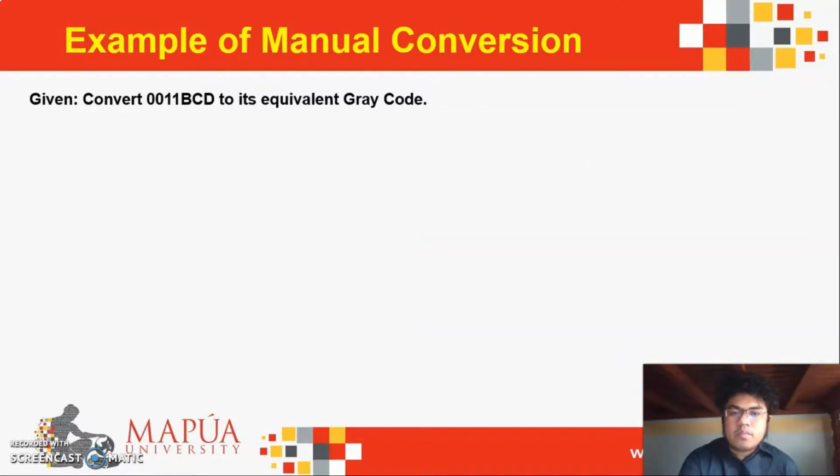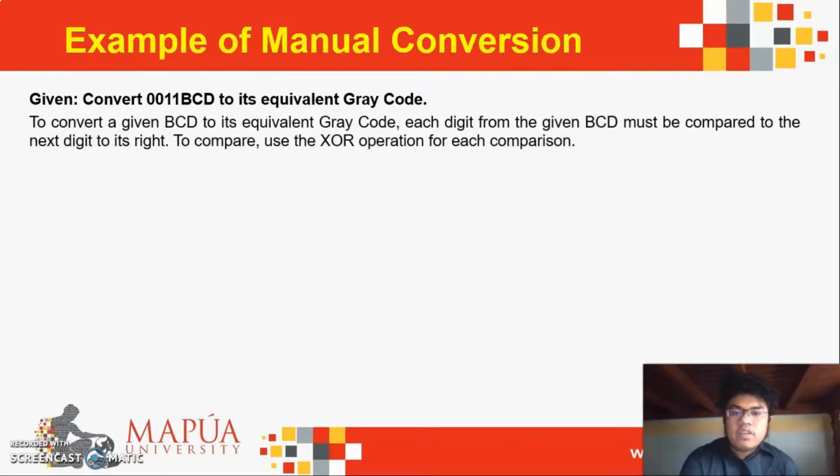Here's an example of a manual conversion. We are given 0011 BCD, and we convert it to its equivalent Gray code. To convert a given BCD to its equivalent Gray code, each digit from the given BCD must be compared to the next digit to its right. To compare, we use the XOR operation.